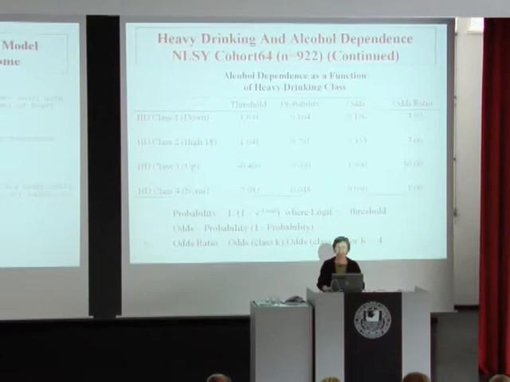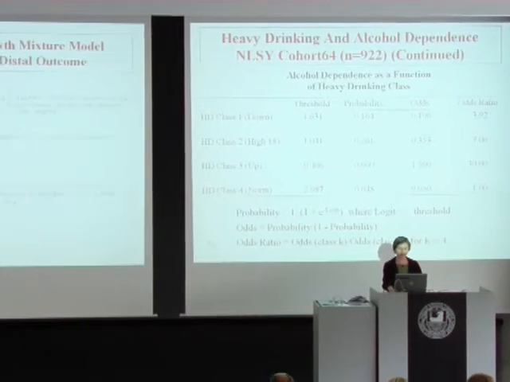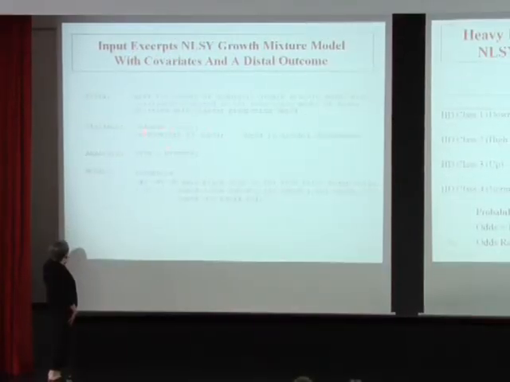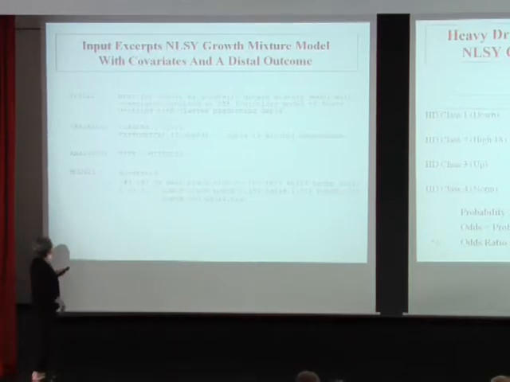Okay. So now for this example, I think we have the output for that. Input. So here we have our categorical variable DEP94, so alcohol dependence. We don't show all of the full input, so we don't have the names of the variables or anything. But we have 4 classes. The distal outcome is DEP94. And see in the model command, we have the multinomial logistic regression as the first line, C#1 dash C#3 on the set of variables.